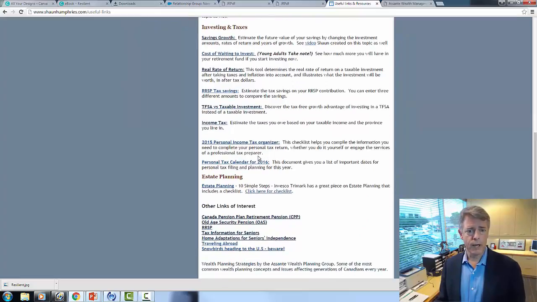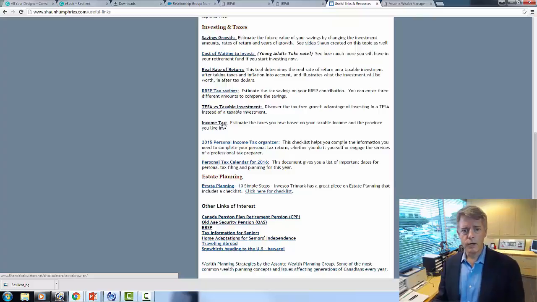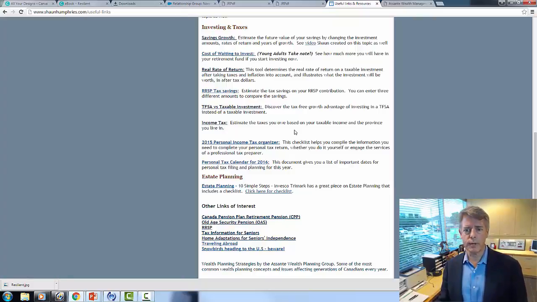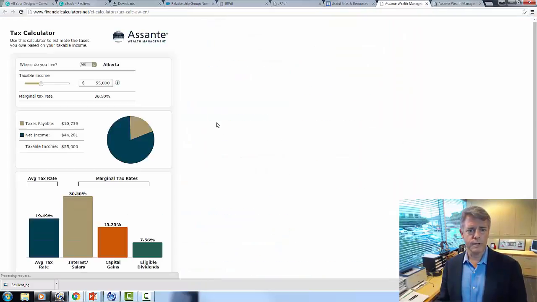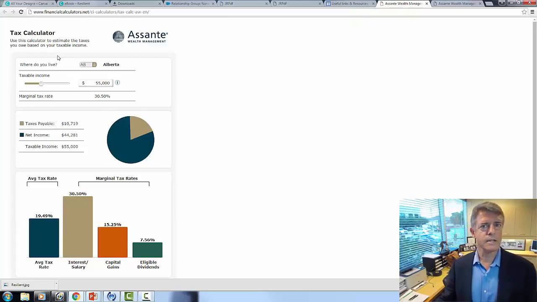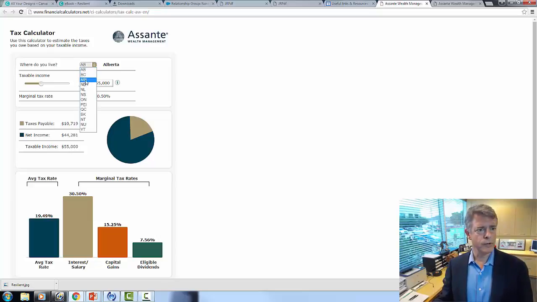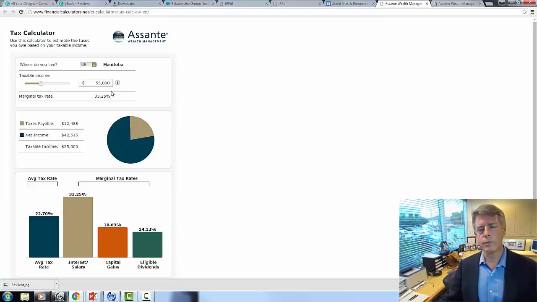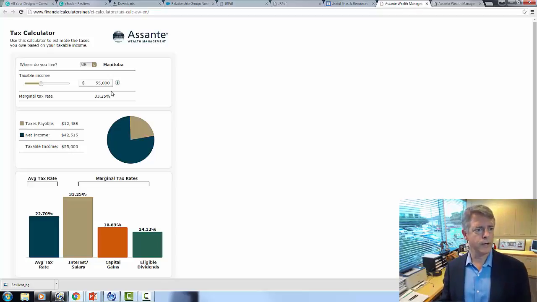And we keep scrolling down. The one that we want to look at today is income tax. It estimates the taxes you will owe based on your taxable income in the province you live in. So let's just calculate that. Click on the tab, and it takes us to this tax calculator. I live in the province of Manitoba, so we'll just click on Manitoba there. The income we're using right now is $55,000. I won't change that. That's a default on this calculator.